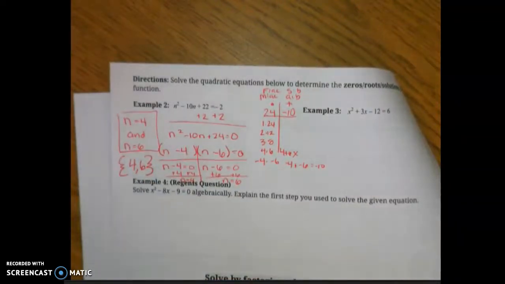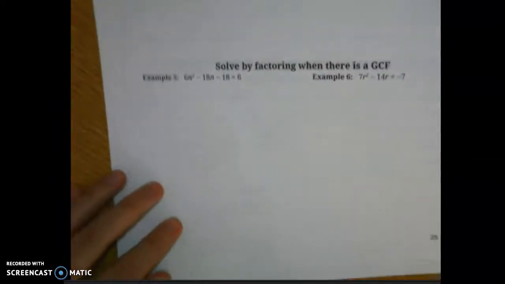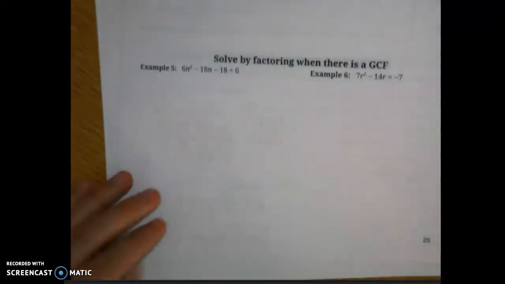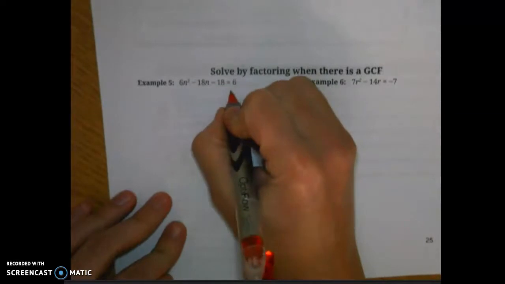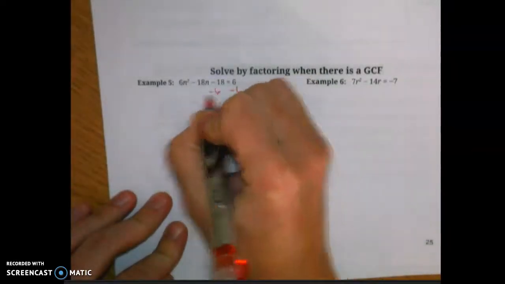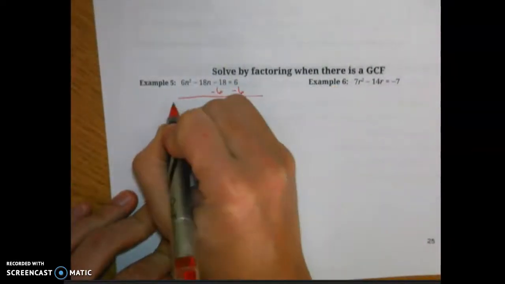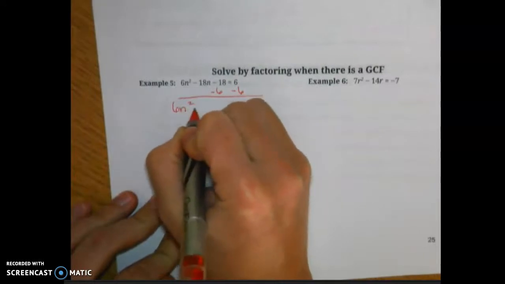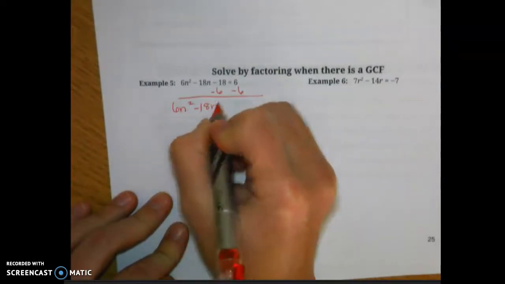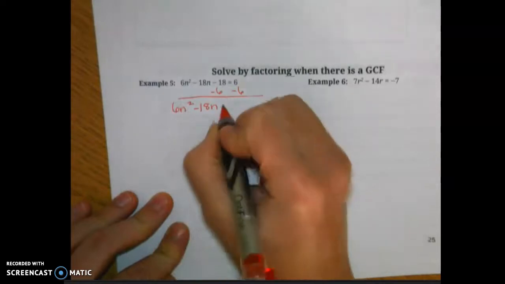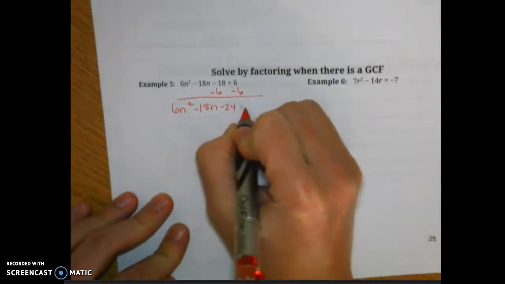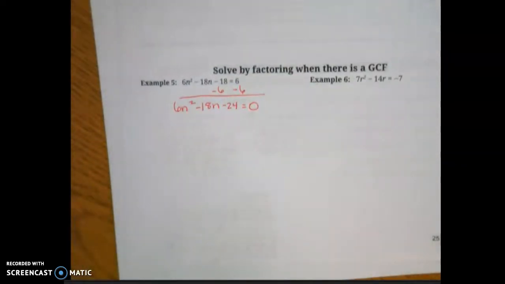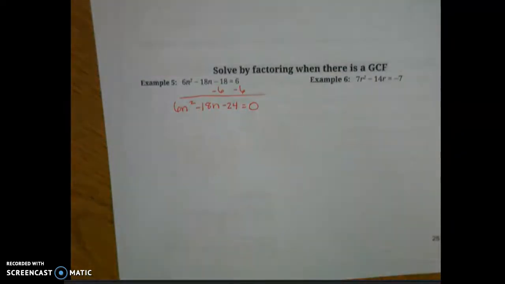Okay, so now we're going to skip down to example 5, where we may have a GCF in our trinomial before we have to factor. So the process is still the same, where you want to get the equation set equal to 0. So I'm going to do that. I'm going to subtract 6 from both sides. So I have 6n squared minus 18n, and then negative 18 minus 6 is minus 24. So now the equation is set equal to 0.